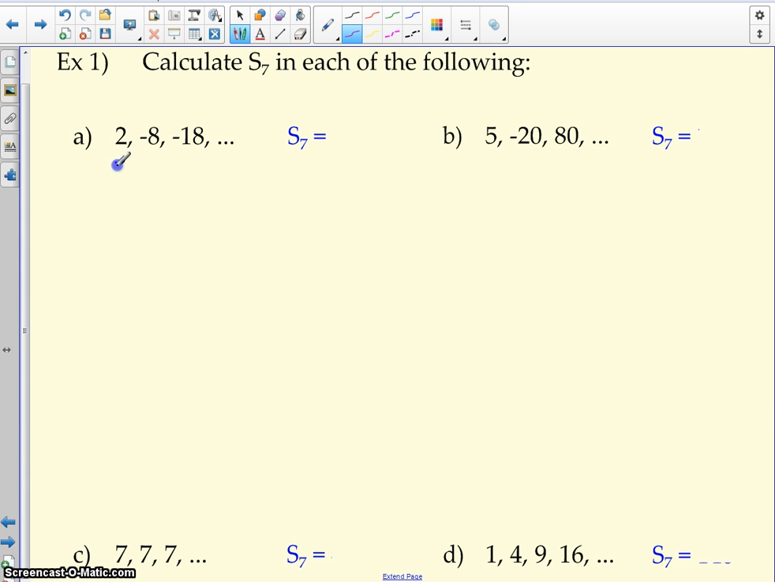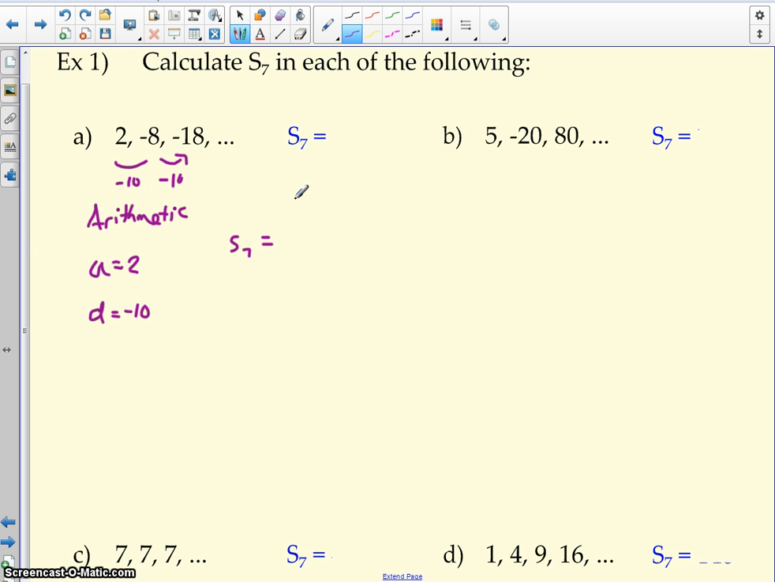So as we go from 2 to -8, if it were geometric, this would be multiplying by -3. But that pattern does not hold here as we go from -8 to -18. -8 times -3 is not -18, so we can't use that one. It's not geometric. Let's see if it's arithmetic. So to go from 2 to -8, we're going to subtract 10. And does the same pattern hold as we go from -8 to -18? Yes, it does. So this one here is actually arithmetic. Our first term a is 2. Our common difference is -10. So let's find S7.